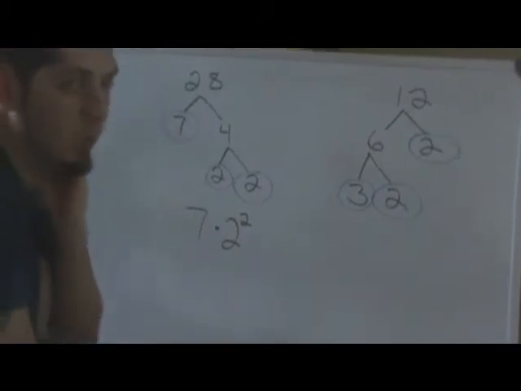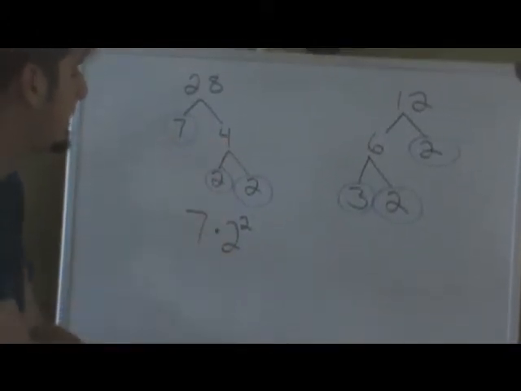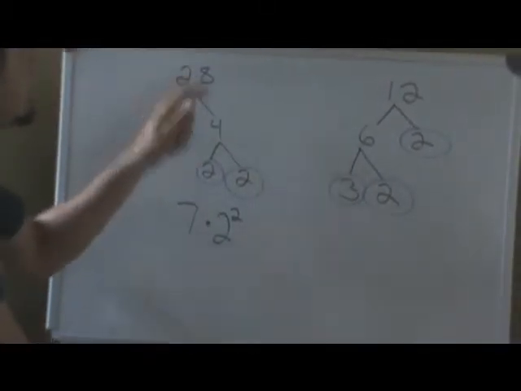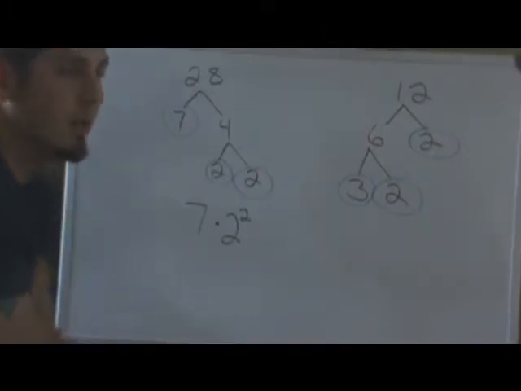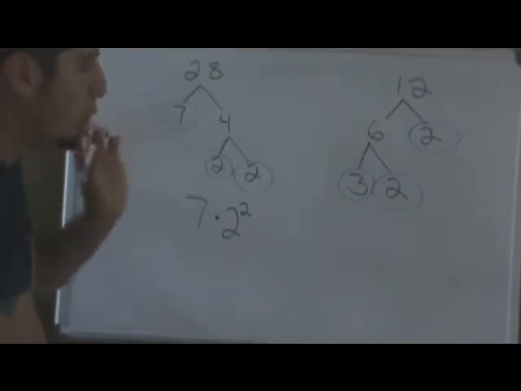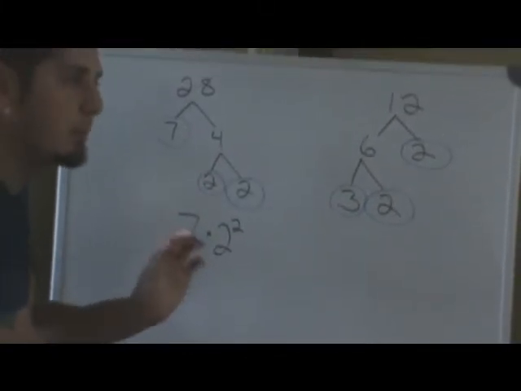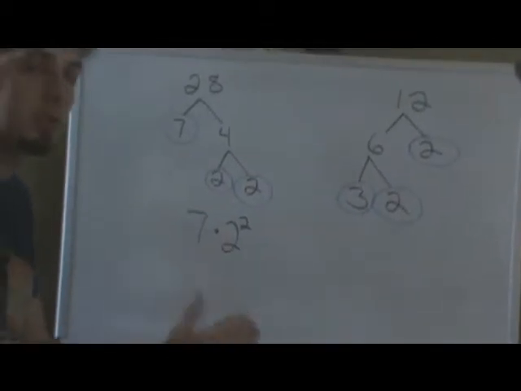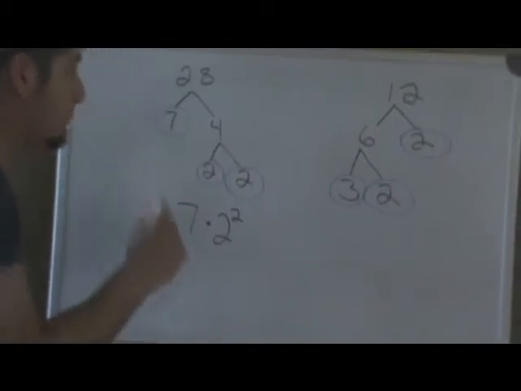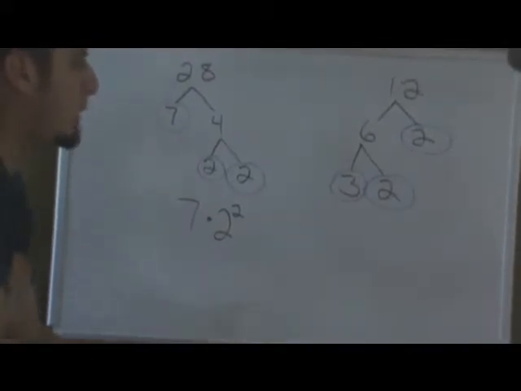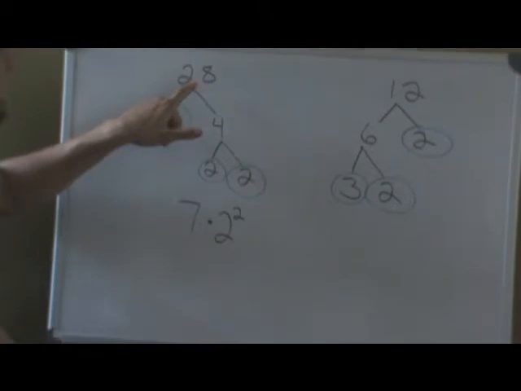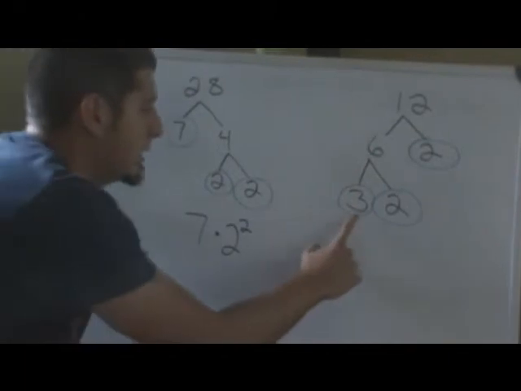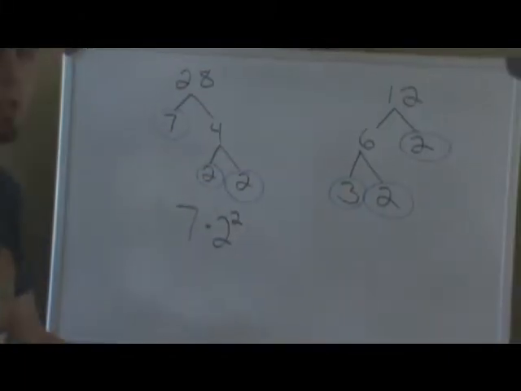The prime factorization of a number is the group of prime numbers that we multiply together to make that number. Prime numbers are kind of cool because you can use only prime numbers to make any number that exists. So using just prime numbers, I can make every number in existence. The prime factorization is the group of prime numbers that we multiply together to get the number at the top. So 7 times 2 is 14, times 2 is 28. 3 times 2 is 6, times 2 is 12.